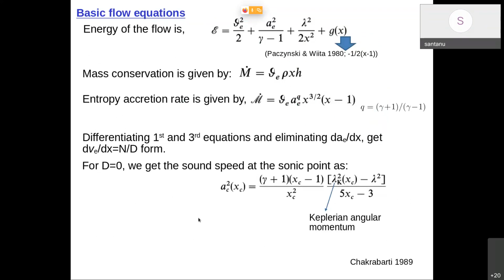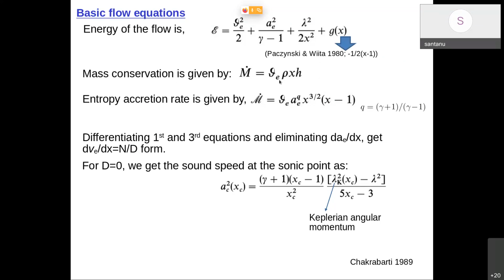In our study, we already discussed that we need angular momentum in the bound flow, so we considered flow equations with angular momentum. The energy of the flow can be written in this way. The first term is the kinetic energy term, the second is the thermal term, the third is the rotation term, and the last one is the gravitational potential term. This gravitational potential we considered as the Paczynski-Wiita potential, which is basically pseudo-Newtonian and can explain general relativistic results closely, not exactly but closely. So we consider this potential here.